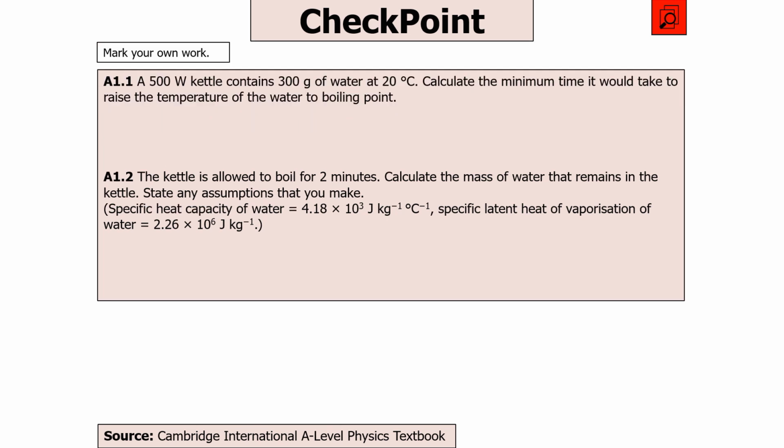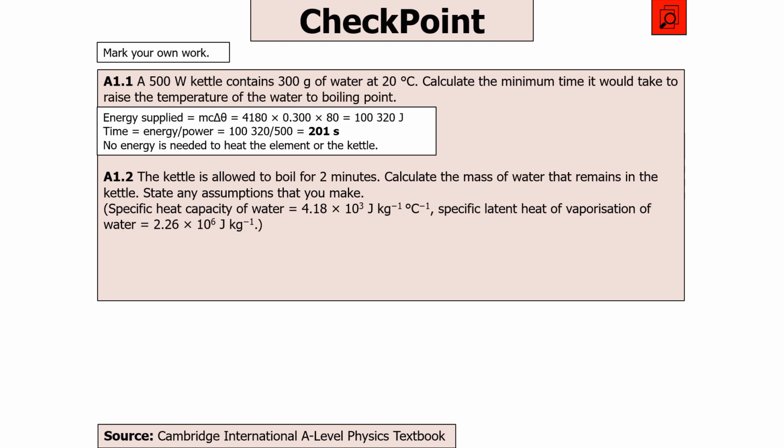Right, in this first one, we can see E equals mcΔT, or change in temperature, because there's a change in temperature here. Convert our grams into kilograms, and we work it through to be equal to 100,320 joules. Time is energy over power. We know the power is 500 watts. So we get our answer to be 201 seconds. Now we're assuming no energy goes into heating the element or the kettle, or is being lost to the surroundings.